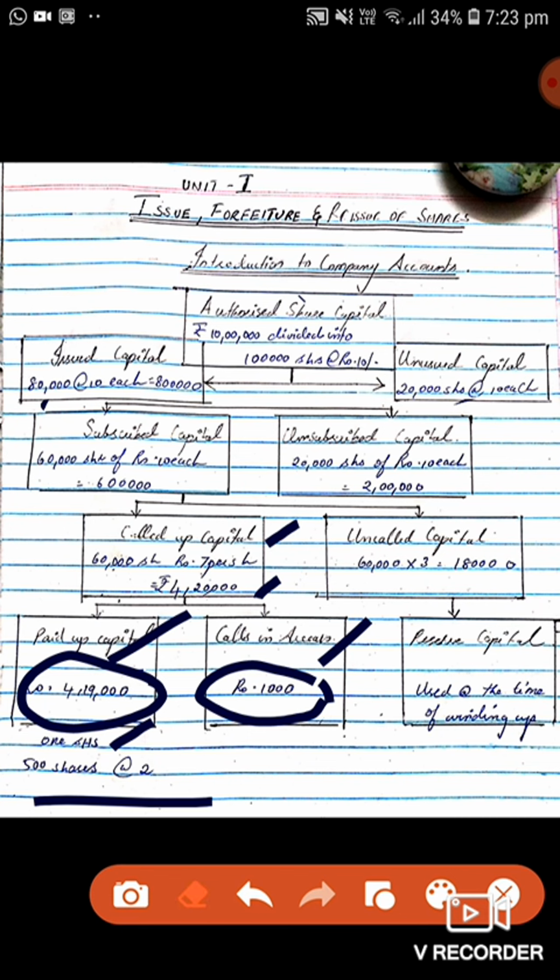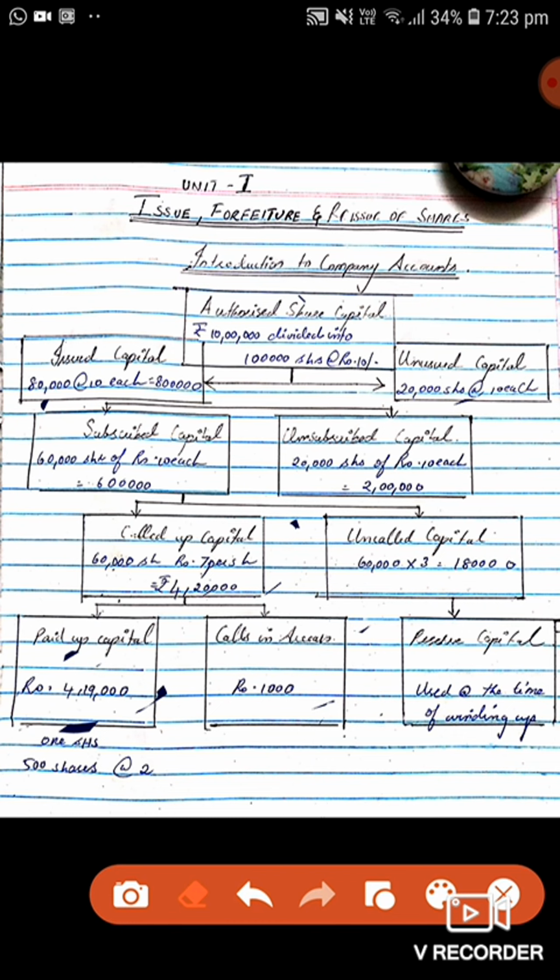And the last part, if you see, is the reserve capital. Reserve capital is nothing but a portion of uncalled capital that is not called up. This amount is used only at the time of winding up, to distribute to the creditors. So this is just an introduction to the different terms in the issue of share capital.